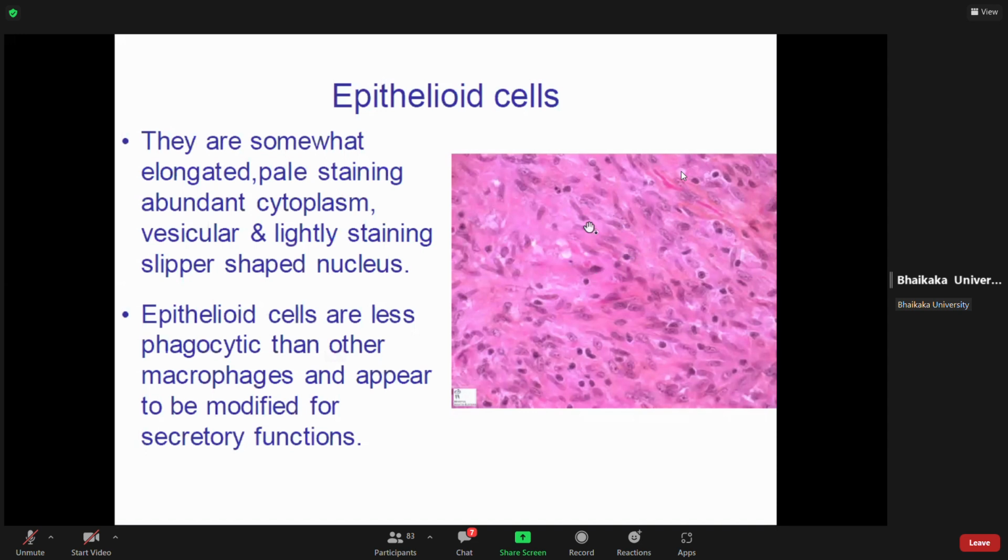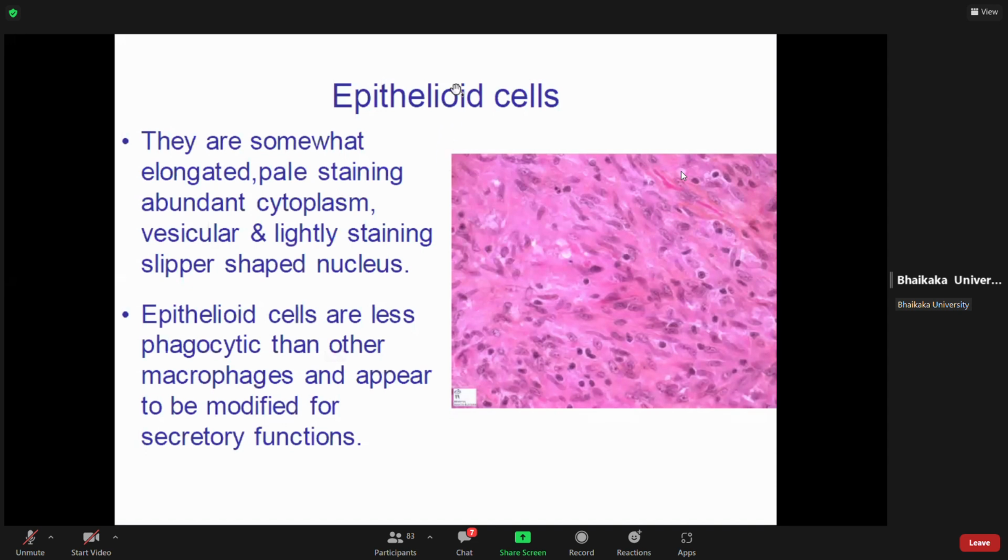Slipper-shaped nucleus of epithelioid cells, and that is vesicular and light in color. They have cytoplasm that is pink in color, and cytoplasm is abundant. Now these epithelioid cells are less phagocytic than other macrophages and appear to be modified for secretory functions.